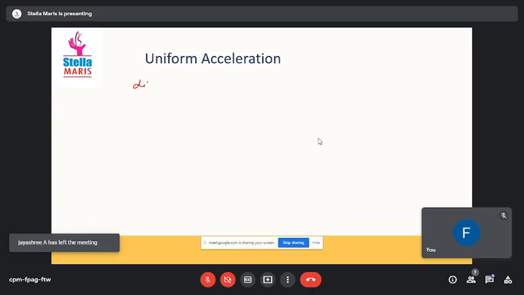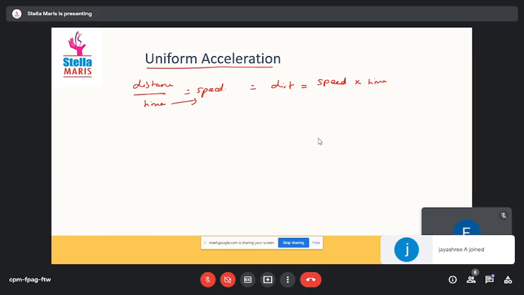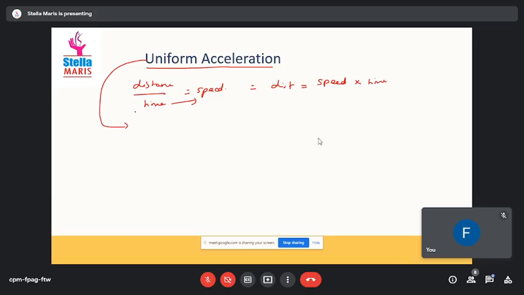See, speed is equal to distance by time. So if I want to find the distance, I will write distance is equal to speed into time. Now, as we know, we are dealing with objects moving with uniform acceleration. So when I want to find the velocity of an object moving with uniform acceleration, I can only find the average velocity.